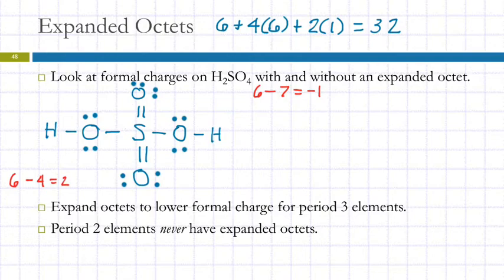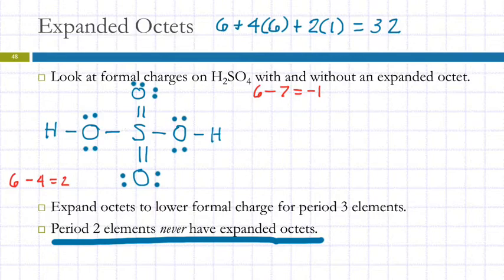So this is important down here. Period 2 elements never have expanded octets. They just can't. They're too small. What do you mean by expanded? Expanded means more than 8 electrons in the Lewis structure. 10, 12. Oh, okay. So this sulfur here violates the octet rule because it has 2, 4, 6, 8, 10, 12 electrons around it. That's too many. We call that an expanded octet.